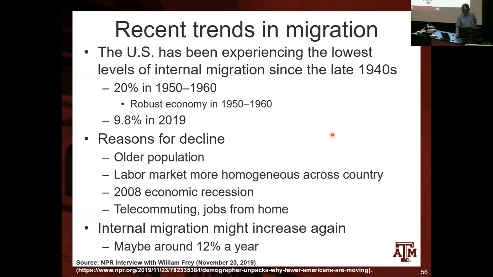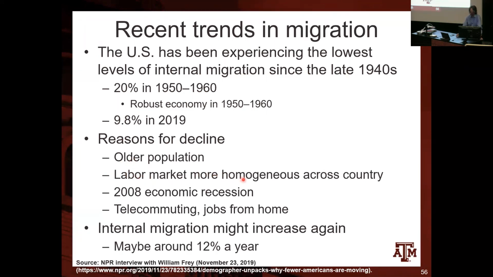He has been mentioning that the US has been experiencing the lowest levels of internal migration since the late 1940s. It was 20% back in the 1950s and 60s, and he mentions that the economy was robust at that time, which influenced the migration, but it declined to less than 10% in 2019. The reasons for decline: now we have an older population. Older people have lower chances of migrating.